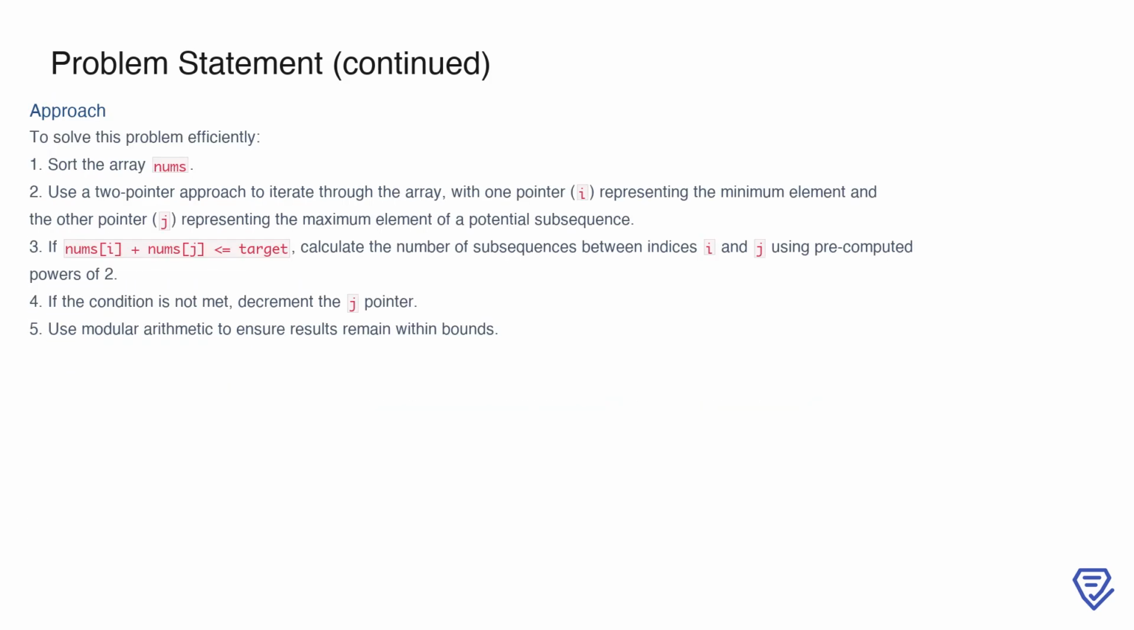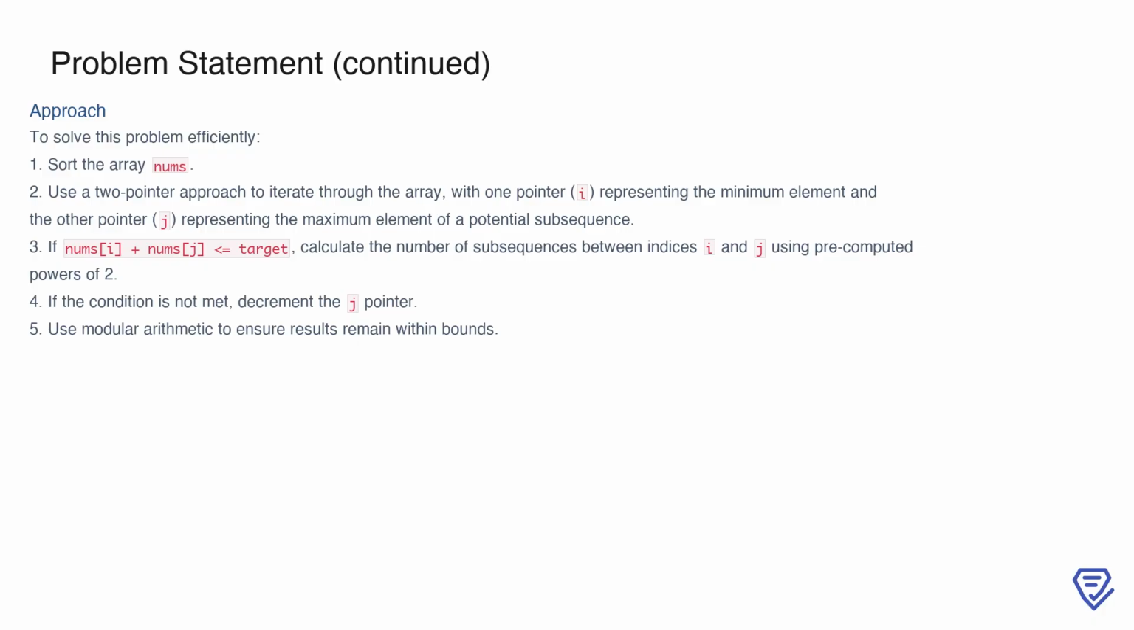To tackle this problem, we start by sorting the array nums. Sorting helps us efficiently work with subsequences. Then, we can use a two-pointer approach where one pointer, i, represents the smallest element in the subsequence, and the other pointer, j, represents the largest. If the sum of nums[i] and nums[j] is less than or equal to the target, we calculate the number of subsequences that can be formed between the indices i and j. This calculation uses pre-computed powers of 2, which represent the number of subsets that can be formed from a given range. If the condition isn't met, we simply decrement the j pointer to try a smaller maximum value.